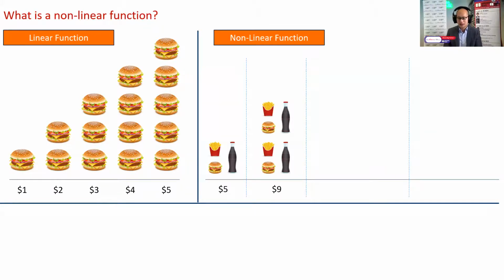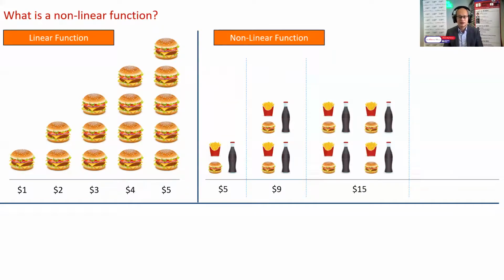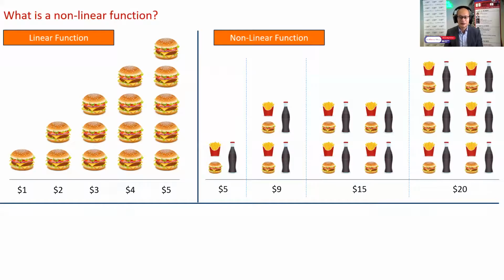And if I'm buying a family feast, for example, I'm getting 4 times the amount, but I'm only paying 3 times that of a single value meal. And if I buy a party feast, for example, I'm going to get 6 times the amount, but I'm only paying 4 times that of a single value meal. So this is what they mean by a nonlinear function.